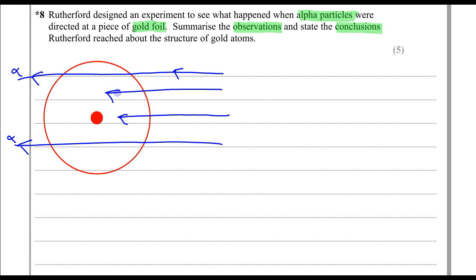Then he saw that some of the alpha particles were deflected slightly, and that's because they are moving close to the nucleus, and the nucleus having a positive charge repels the alpha particles which are also positive.